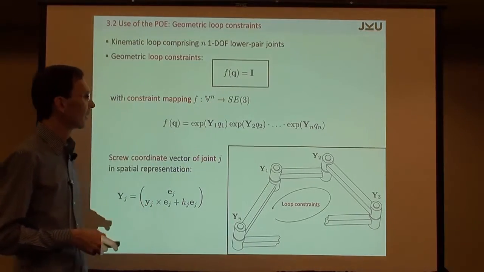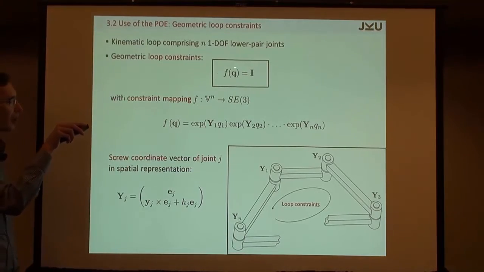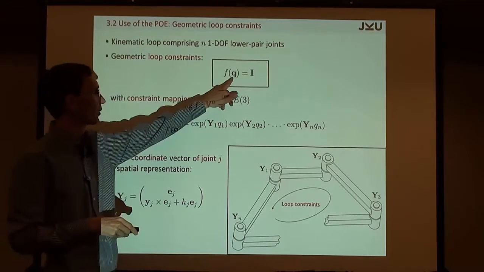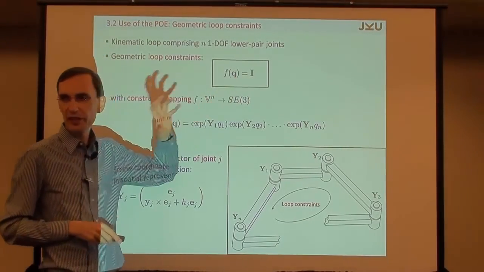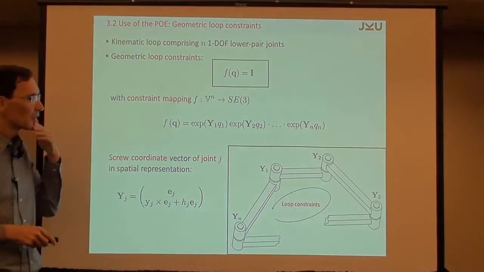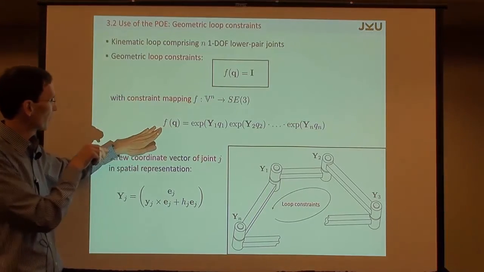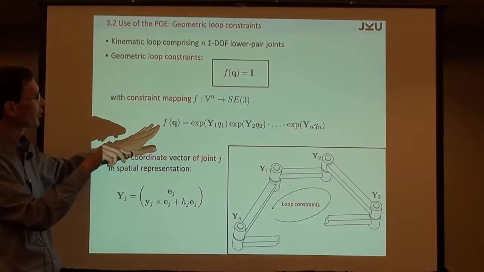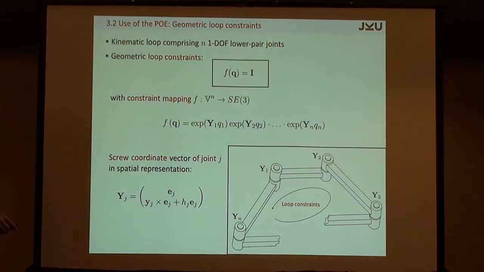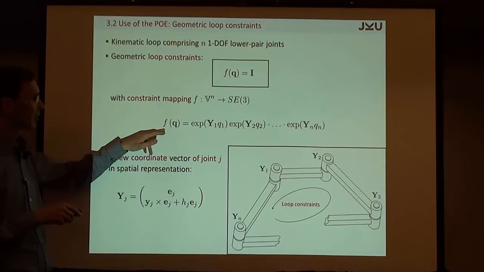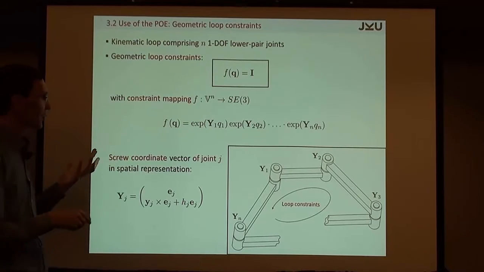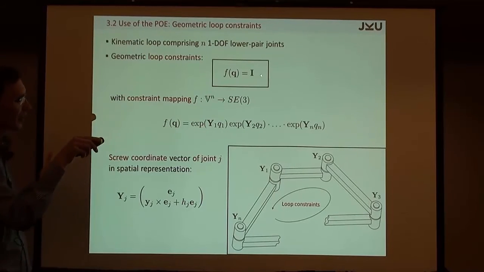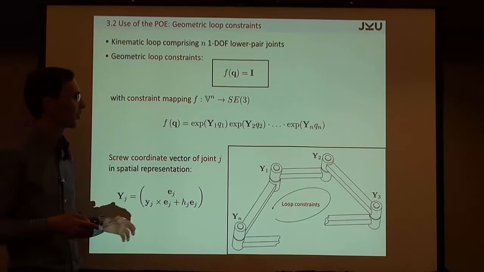So any admissible configuration q must be such that whatever comes out of here is the identity matrix. And this is another application of the product of exponentials, because now we have this mapping, and it gives you the constraint mapping. This is essentially the mapping that gives you the loop closure constraints in terms of these group coordinates, of course.